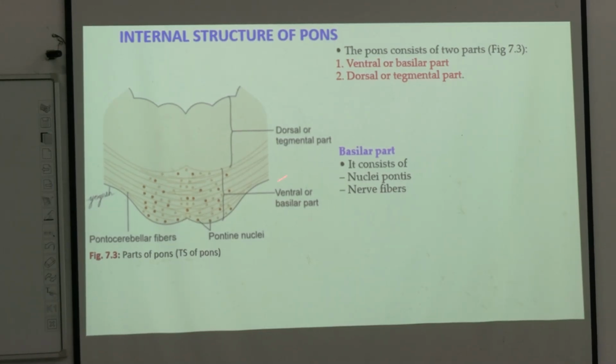Ventral part we call the basilar part. Dorsal one we call the tegmental part. So these are the two things. Now take this region; we call it the ventral part of the pons.